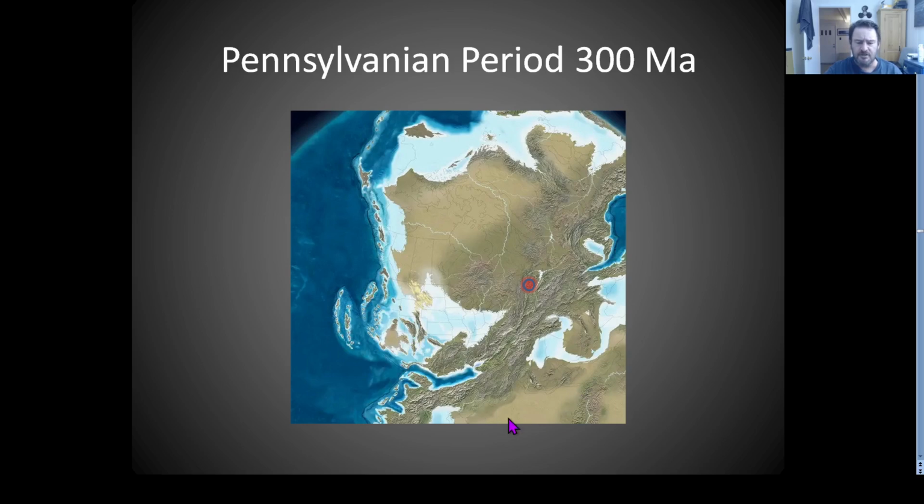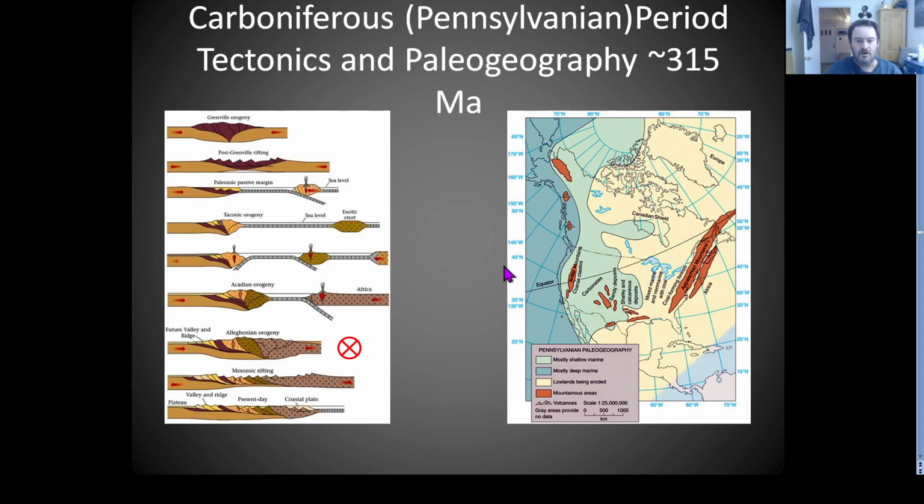We do have some melting of the glaciers. Some water is beginning to flood some of the areas of the continents. But again, Ogunquit's just smack dab in the middle of Earth's largest mountain range. You wouldn't like it here at all, unless you loved camping out in pure cold. All right, so Carboniferous period, Pennsylvanian period tectonics.